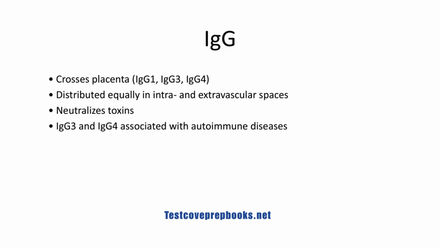IgG can cross the placenta, specifically subclasses 1, 3, and 4. It is evenly distributed between the blood and tissues. IgG plays a major role in neutralizing toxins. Subclasses IgG3 and IgG4 are often associated with autoimmune diseases.